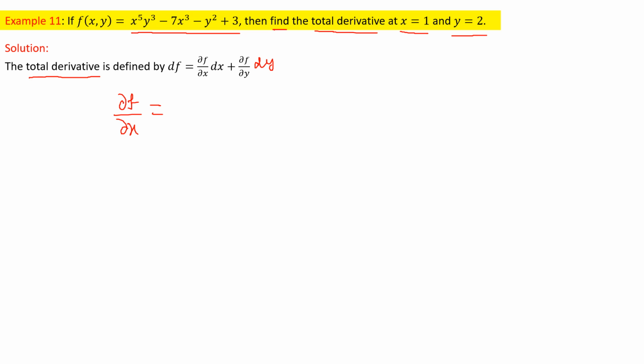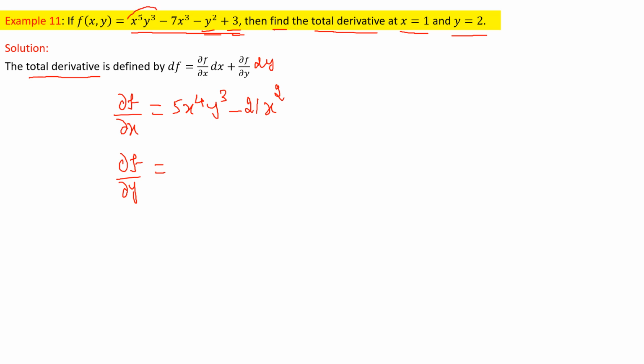So this will give you 5x power 4 y power 3. In the second term, if I differentiate 7x power 3 with respect to x, that is equal to minus 21x power 2. In the third term, there is no x, it will be 0. In the fourth term, there is no x, it will be 0. Then I have to find dou f by dou y. What is the meaning of dou f by dou y? Partial derivative of the given function with respect to the variable y.